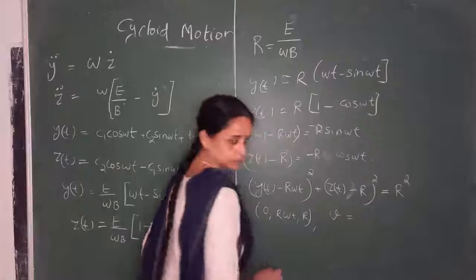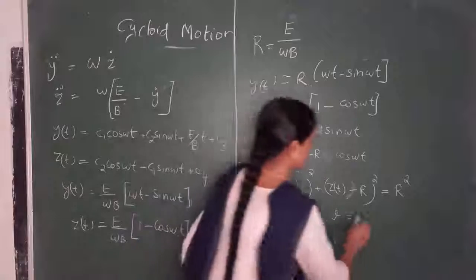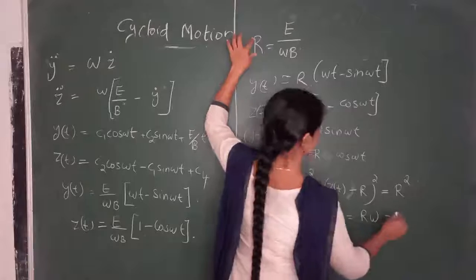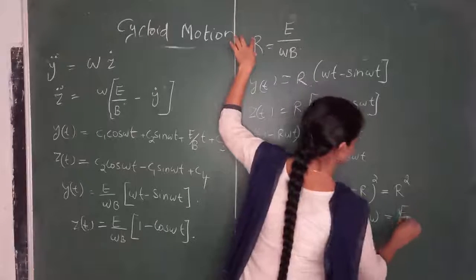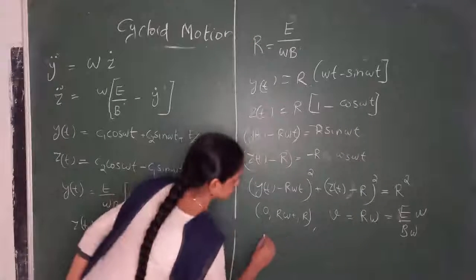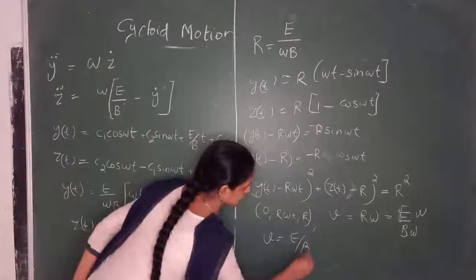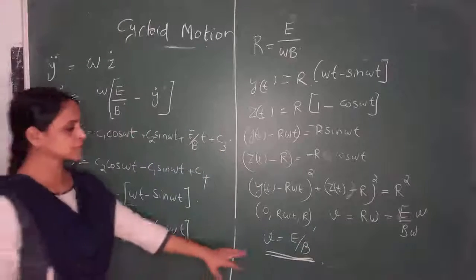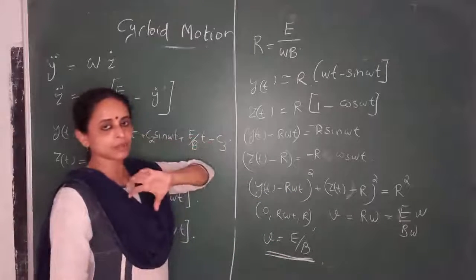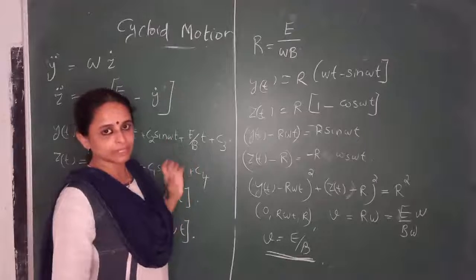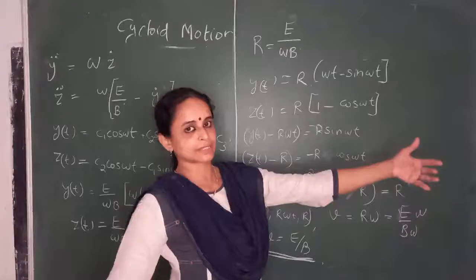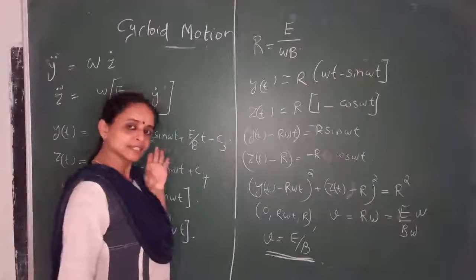What is v? V is equal to r omega. So what is r? R is equal to E by B omega, so v is equal to E by B. So the velocity is a constant, and the overall motion is in the y direction. When the particle is at the origin at a particular time, then if we measure later it will be at another position in the y direction. So the overall motion is in the y direction.